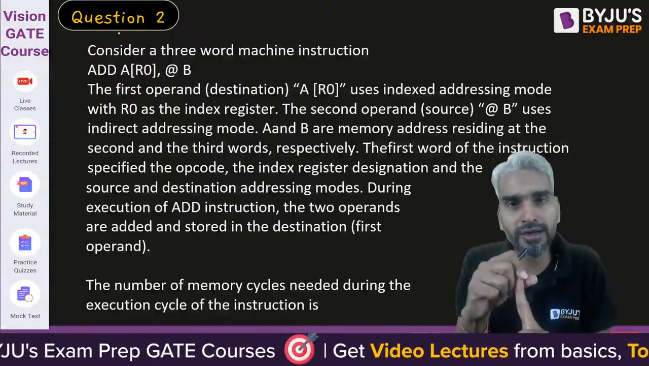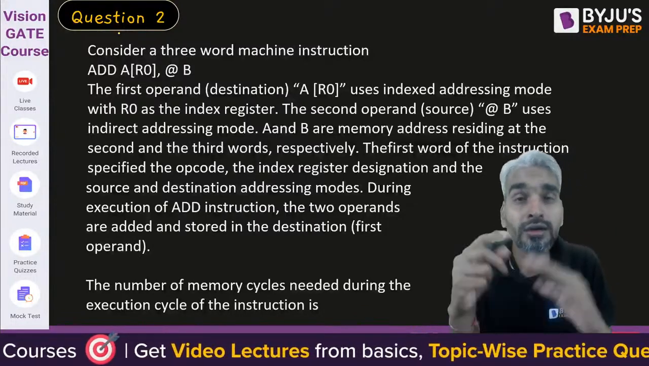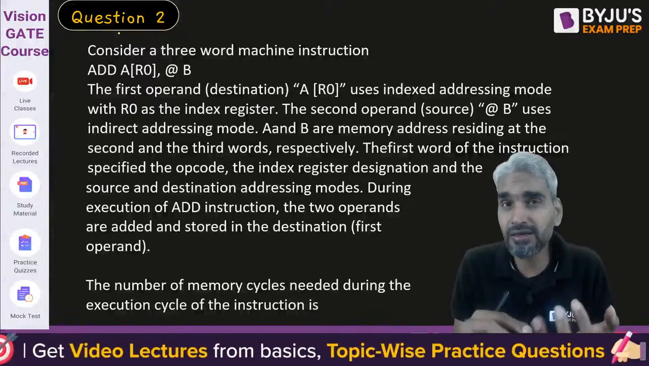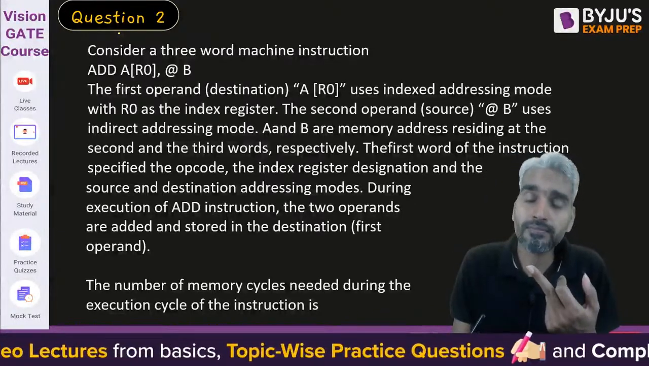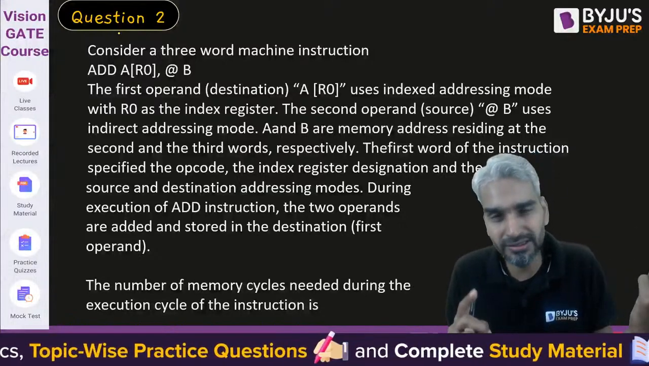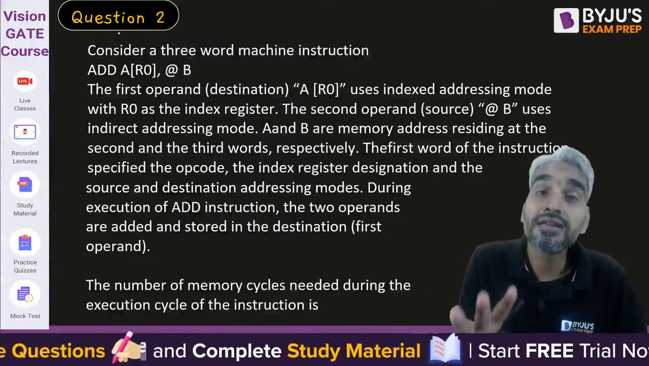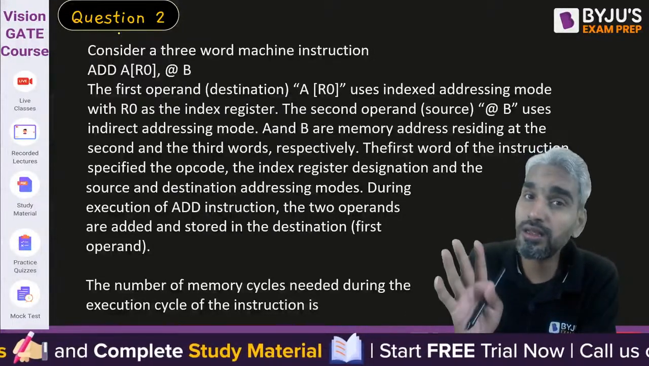Apart from that, memory direct addressing mode, register indirect addressing mode, memory indirect addressing mode, PC relative addressing mode, index addressing mode, base register addressing mode, and auto index addressing mode, that is auto increment and auto decrement addressing mode. From any of these 9 different types of addressing mode the question can be framed.